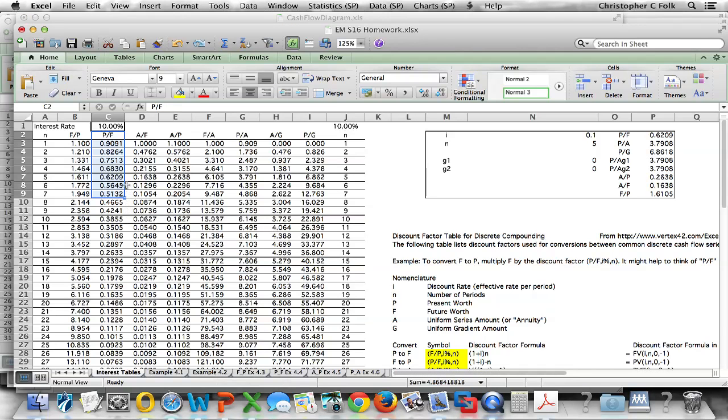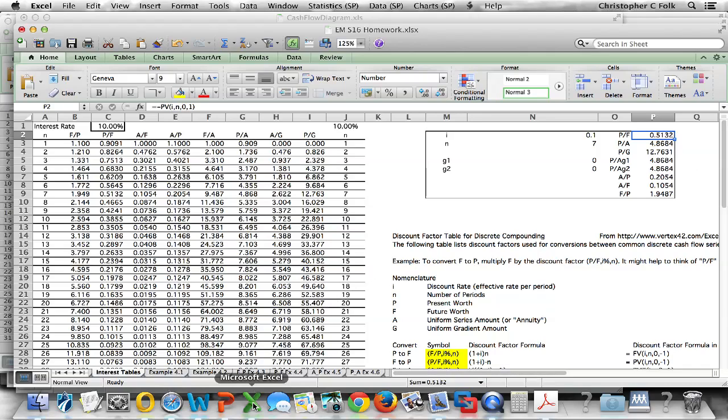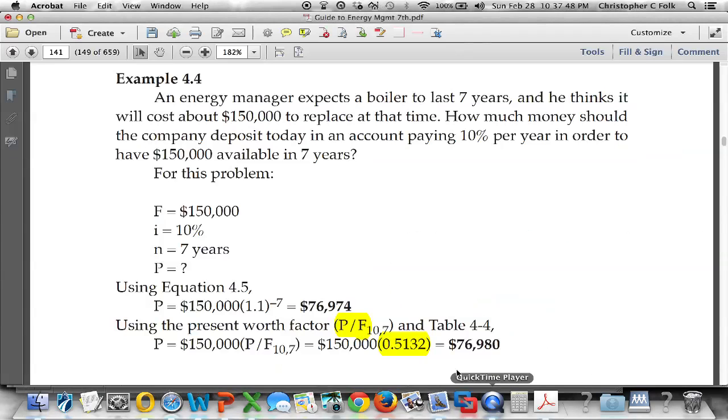If I didn't want to hunt this out and scrape this down, instead, I could just come over here and click on this N. This is the number of years. Equals, put a 7 in here, hit enter, and sure enough, this is the cell I'm looking for. Find the present value of the future worth, and there's the 0.5132 that I multiply times $150,000 in the example.